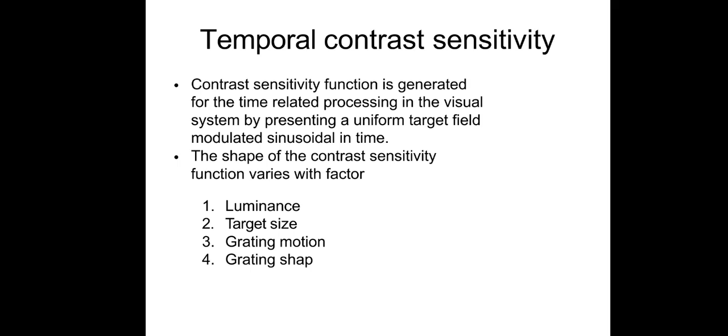So next is temporal contrast sensitivity. The contrast sensitivity function is generated from time-related processing in the visual system by presenting a uniform target field modulated sinusoidally in time. The shape of the contrast sensitivity function varies with factors such as luminance, the size of the target, and the grating motion, whether the grating motion is sharp or not. So temporal contrast sensitivity is totally dependent upon this frequency, and upon our visual system.